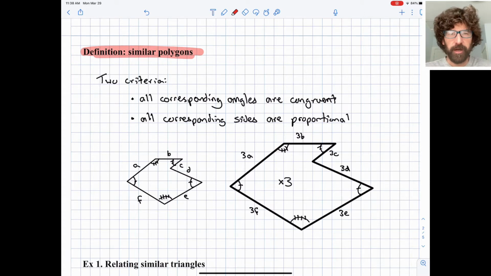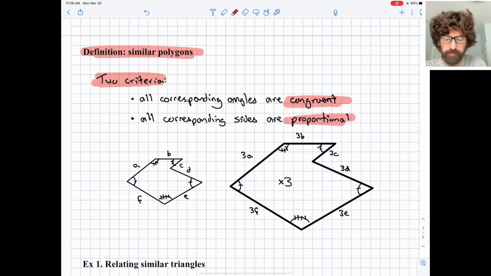Okay, so for two polygons to be similar, which informally simply means they have the same shape, but not necessarily the same size, there are two criteria that have to be true. All corresponding angles have to be congruent, and all corresponding sides have to be proportional. Okay, so that's basically our definition of similar polygons, our mathematical definition of similar polygons. All corresponding angles have to be congruent, and all corresponding sides have to be proportional.